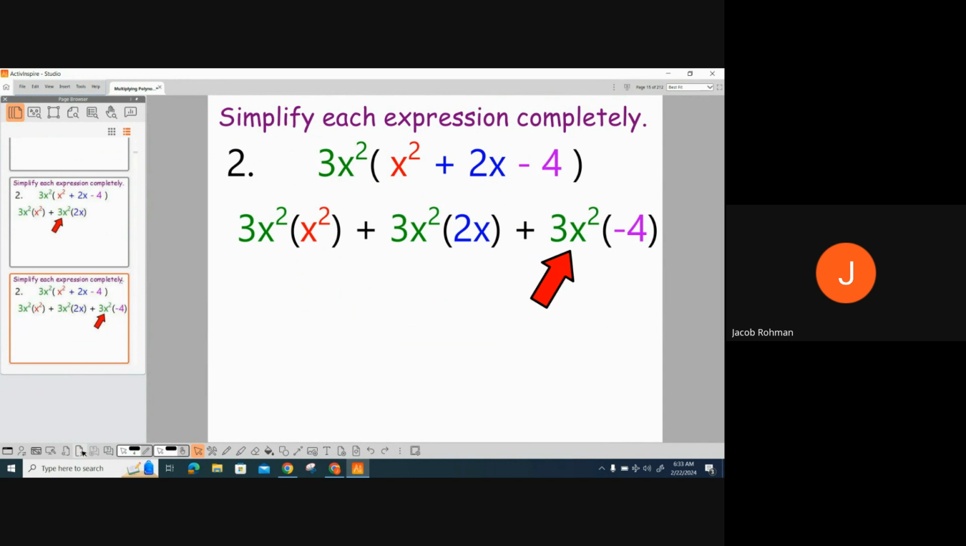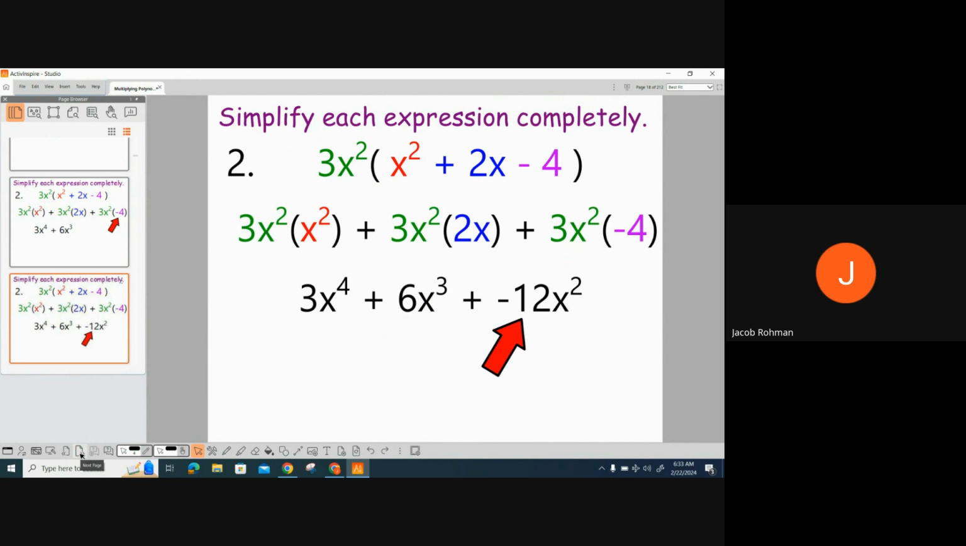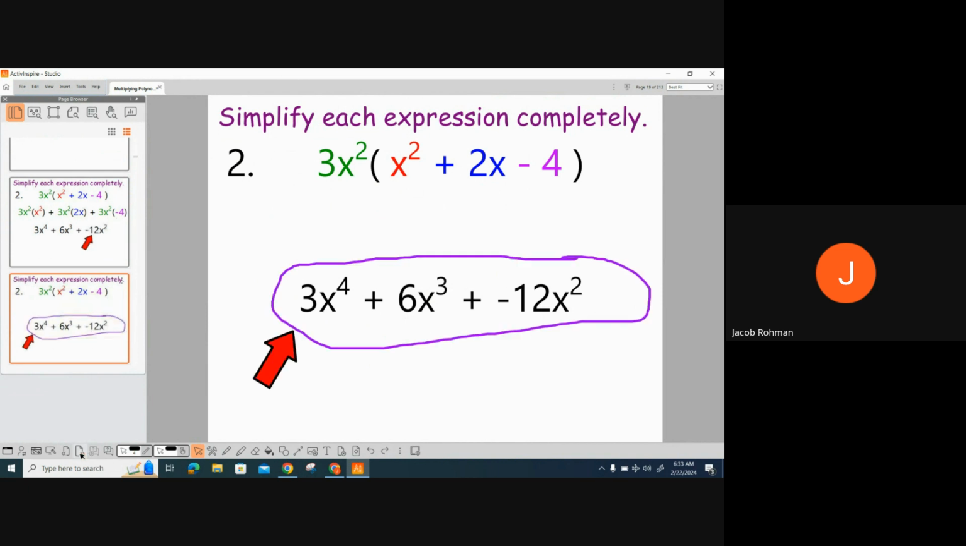So the first term, when I take 3x squared times x squared, that's going to be 3x to the 4th power. And then when I take 3x squared times 2x, I'm going to get 6x cubed. And then when I take the 3x squared times the negative 4, I'm going to get negative 12x squared. And then in this case, that would be our simplified expression.